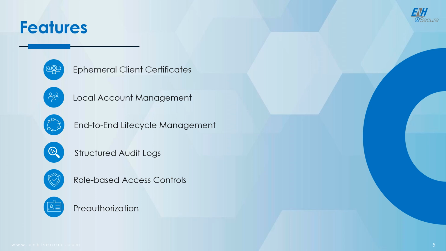Moving on, we have structured audit logs. Thanks to Okta's agent, every event is captured and logged neatly. This is super useful for tracking and auditing. Role-based access control is another key feature. Access to servers is given based on group assignments, making sure only the right people have the right level of access. Lastly, pre-authorization. Admins can create projects where only pre-authorized users get access. These are strictly time-bound, so access is carefully controlled.